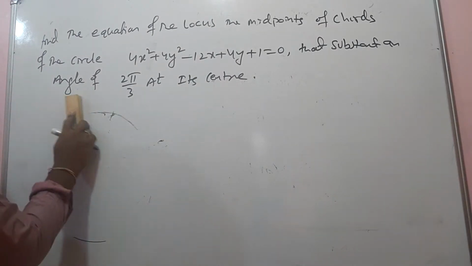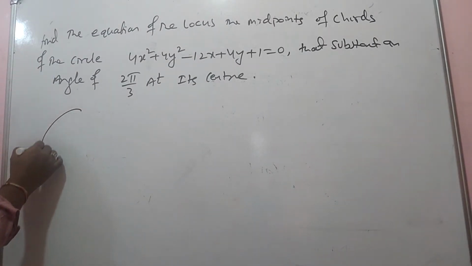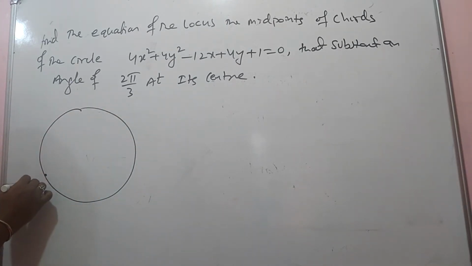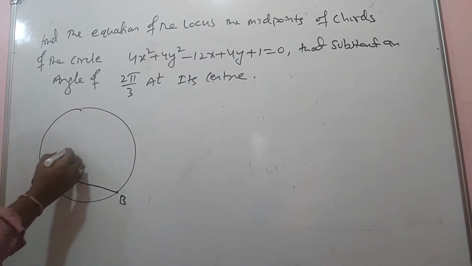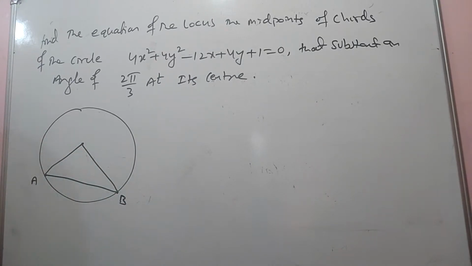What is the locus of this? I repeat once again. You just see here, this is the circle. And you have (A, B) as one point. I am drawing this. And this chord is making an angle at the center. The angle is how much? The angle is 2 pi by 3. 2 pi by 3 is how much? 2 into 180 by 3, cancel, 60, 120 degrees.